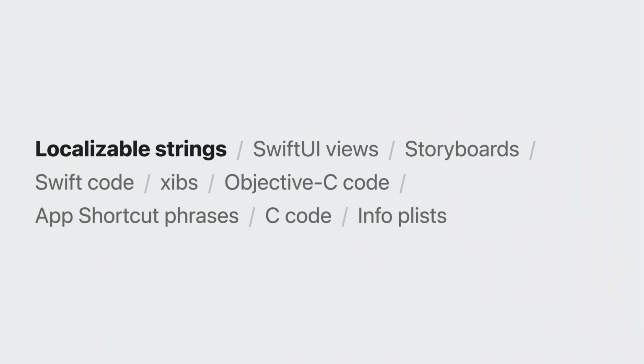Well, there are a variety of places where localizable strings might live. Xcode can find strings in source code, Interface Builder files, and even Info.plists to include in your string catalogs. If you've been localizing your app for a while now, many of these should feel familiar. Let's take a closer look at a few of them.